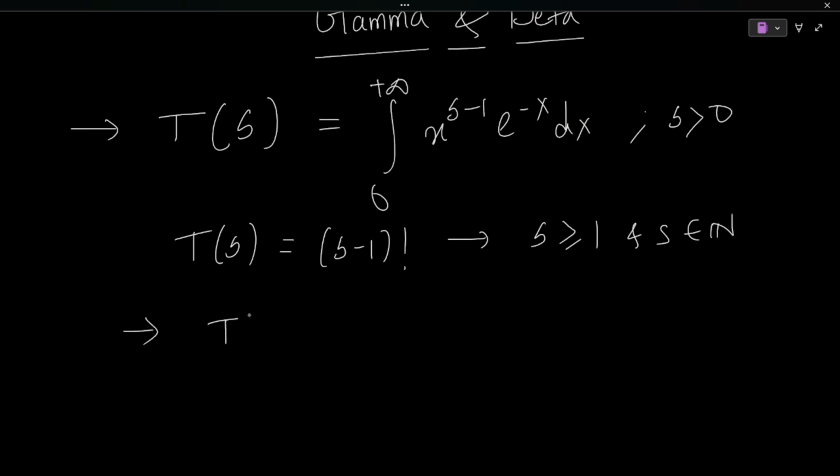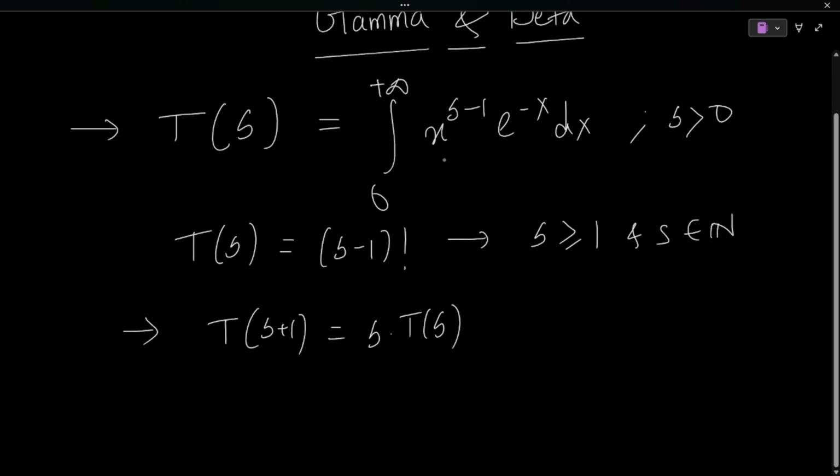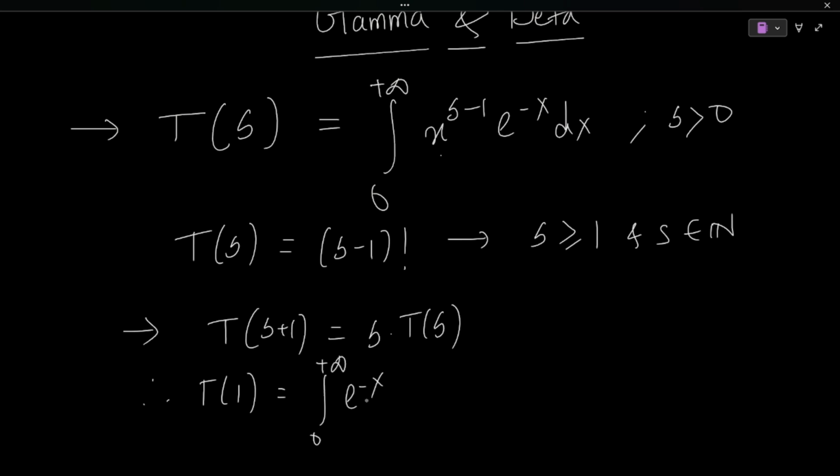The property is as follows: gamma of s plus 1 is equal to s times gamma of s. Now, this is a property which you can establish directly by using integration by parts. You can do the integration by parts on this integral, and you will end up at this. A very basic property would be gamma of 0. Gamma of 0 is not defined. Gamma of 0, by the way, is infinity, if you were wondering. Gamma of 1 would be nothing but the integral from 0 to positive infinity of e to the power minus x dx. That is equal to 1.